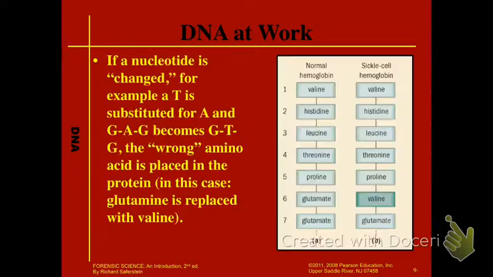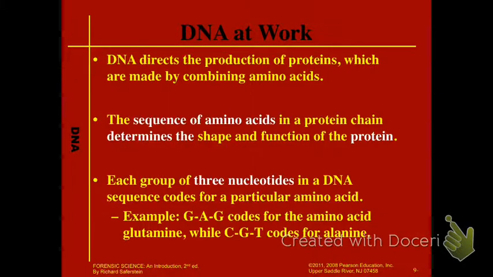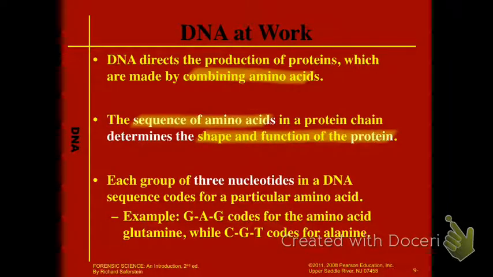The proteins are made by combining amino acids. Proteins are big long chains of amino acids. And again, the sequence of those amino acids determines the shape and the function of the protein. Each group of 3 nucleotides codes for a particular amino acid. So GAG codes for the amino acid glutamine, CGT codes for an amino acid called alanine.